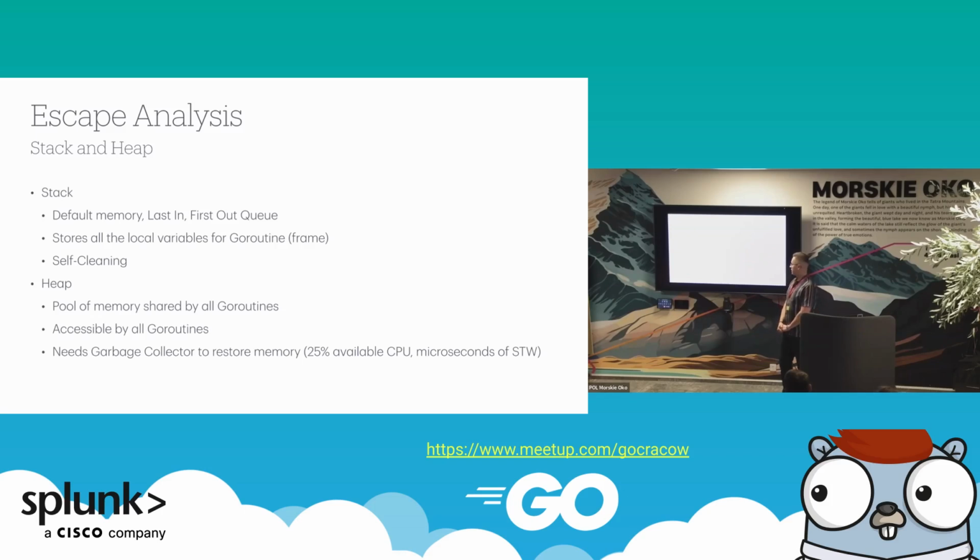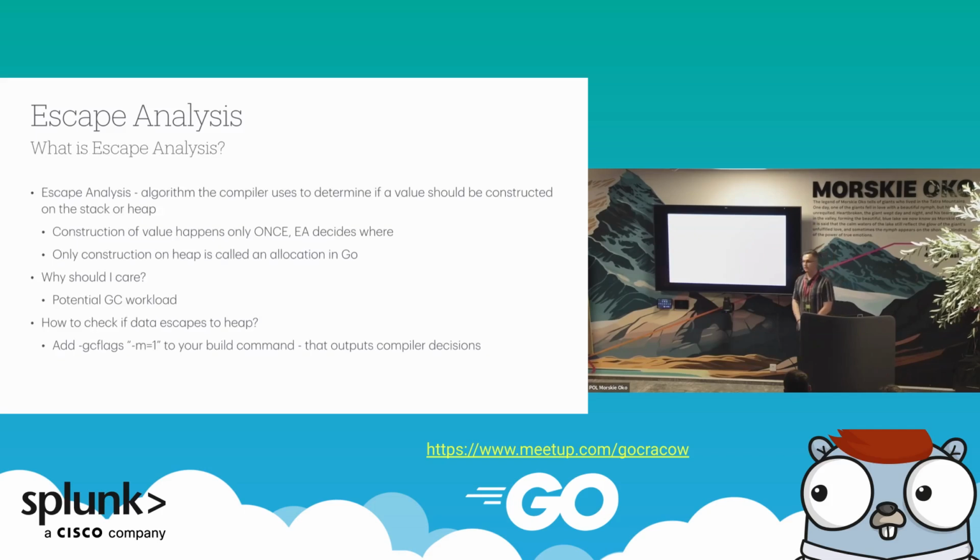The garbage collector is a really good thing, but the thing is that it consumes our CPU, and there are microseconds of stop the world at the beginning and end. So when the garbage collector fires, everything is stopped for microseconds of time. Escape analysis is an algorithm that decides where the data should be placed. So if it can by default be placed on the stack, or if it needs to go into the heap.